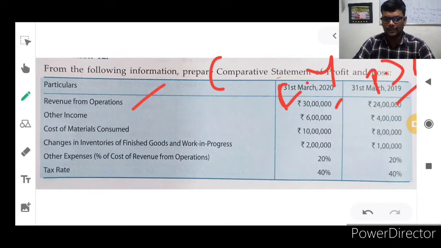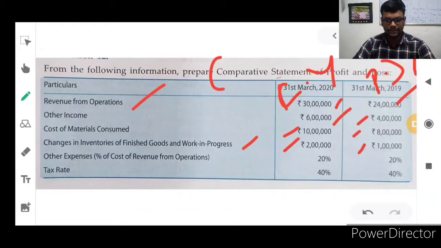And other income for the present year is 6 lakh rupees. For the previous year it is 4 lakh rupees. And cost of material consumed for the present year is 10 lakh rupees. For the previous year 8 lakh rupees. Changes in inventories of finished goods and work in progress: 2 lakh rupees for the current year, and previous year it is 1 lakh rupees.